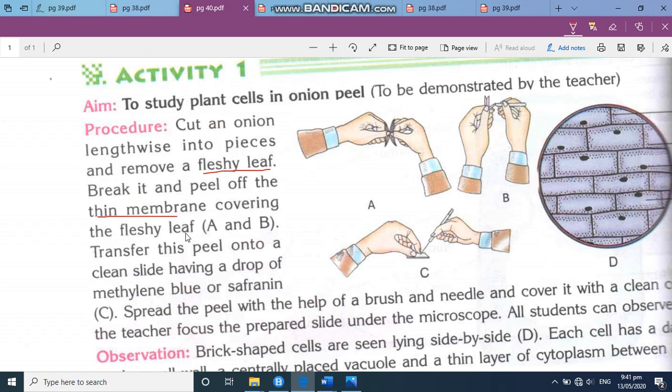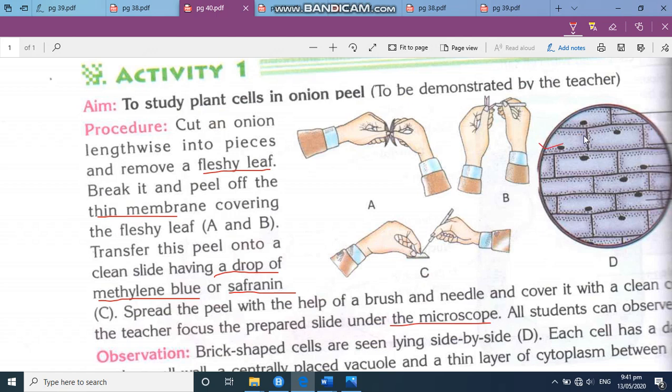That thin membrane is taken from the fleshy leaf, and then it is kept on a clean slide, and now we are going to use a dye. What is the dye here? A drop of methylene blue, or we have another, that is safranin, any one you can take. Now spread the peel with the help of a brush and needle, and then cover it with a cover slip, and the teacher will focus the prepared slide under the microscope.